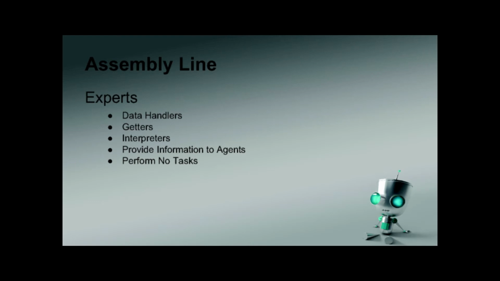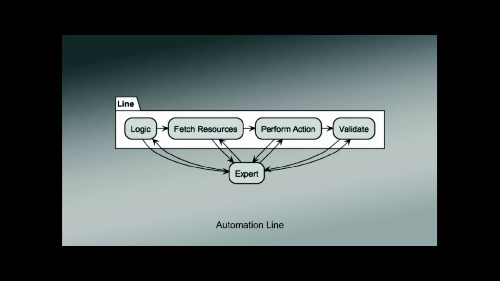And these guys definitely don't do anything. They're there to simply translate information back and forth. So automation tends to work as a lane. And these guys, a lot of times, will be one script with multiple methods and stages within them. There's the logic, fetching of the resources, the actual performance of the action. I recommend always having some kind of validation on the end of every line to make sure that things did actually do what they were meant to do. And that all of these stages can consult the expert whenever they need to actually know something to do their job.